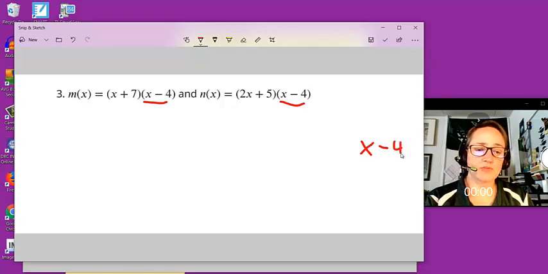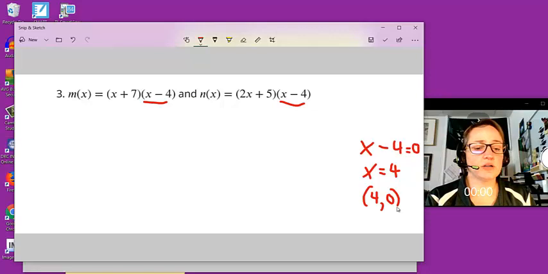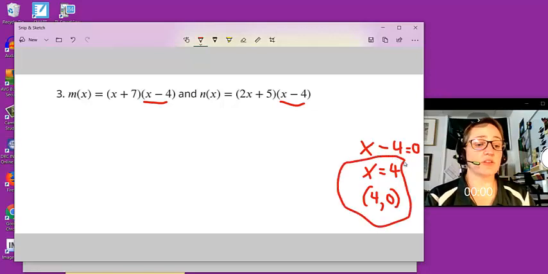We already know factors and zeros are very closely related. These both have a factor at x minus 4, so they both have a 0 at x equals positive 4, x equals 4. All right. So we know that both of them have one of these answers in common at 4, 0. That is one of my answers. But I need to look for another answer.